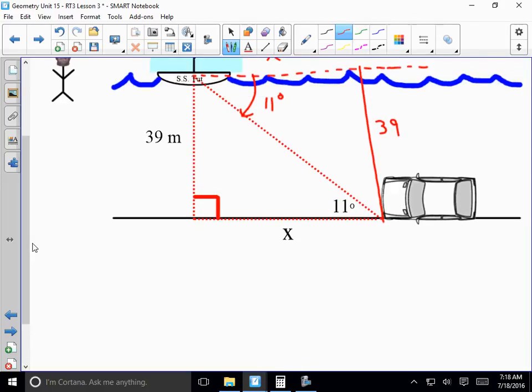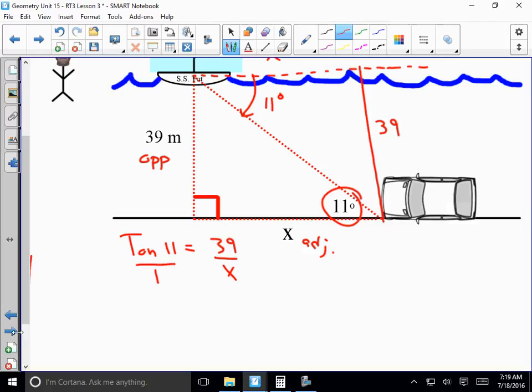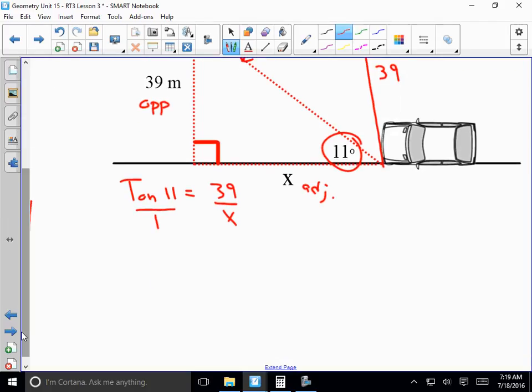Okay, so now setting it up, I'm going to use the bottom triangle down here. So I'm standing at 11. 39 is the opposite, x is the adjacent. So we're using our tangent functions again. We've got the tangent of 11 equals opposite 39 over adjacent x. Set it up as a ratio, and then we cross multiply and solve.